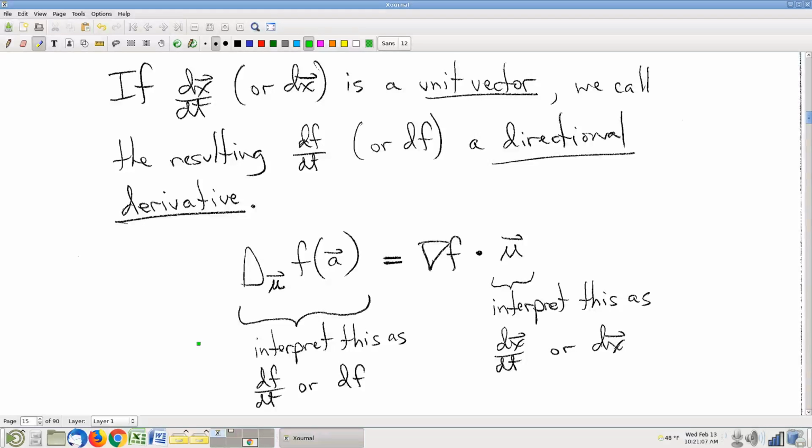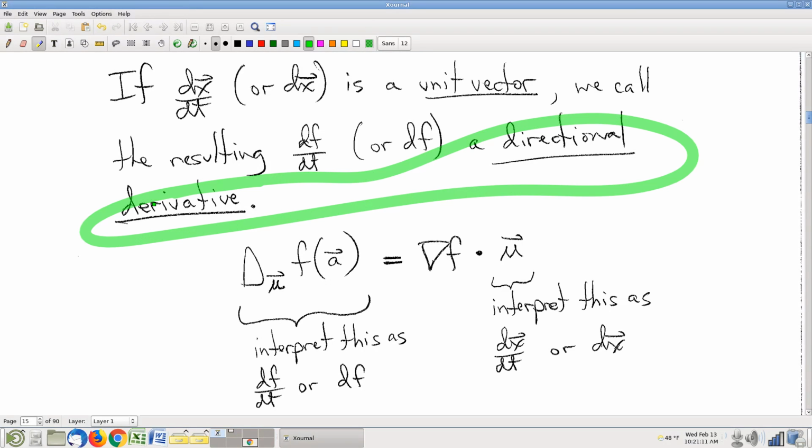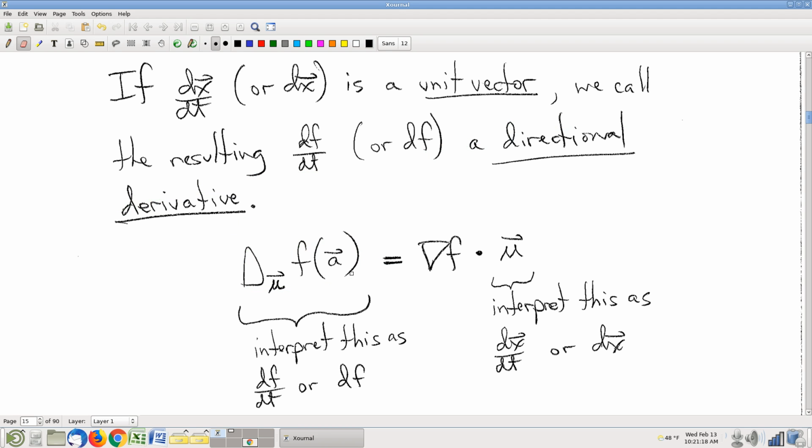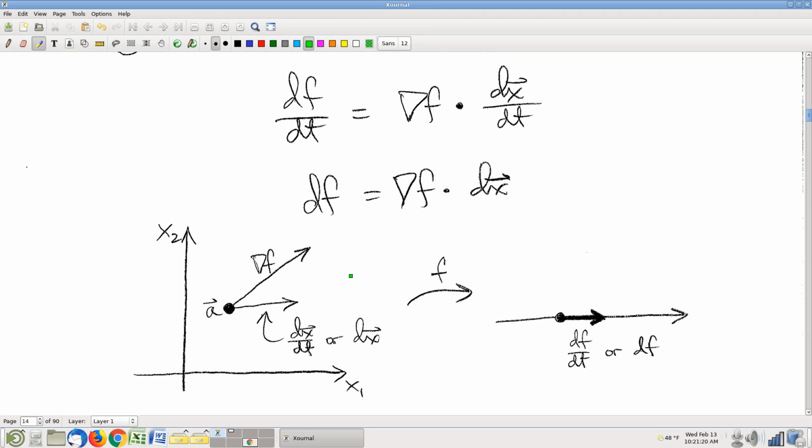Okay, so here's what we were doing last time. Talking about this thing called a directional derivative, represented by this notation right here. What is a directional derivative? Well, it's based on the idea of this interpretation of the chain rule.